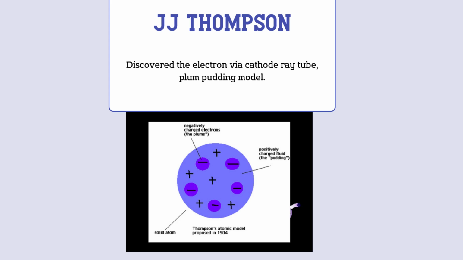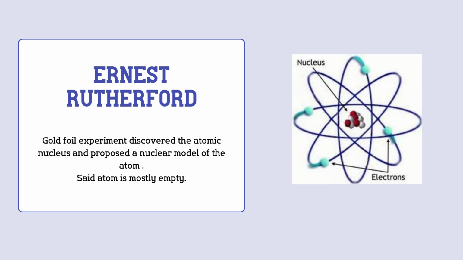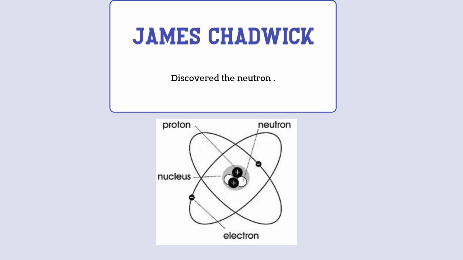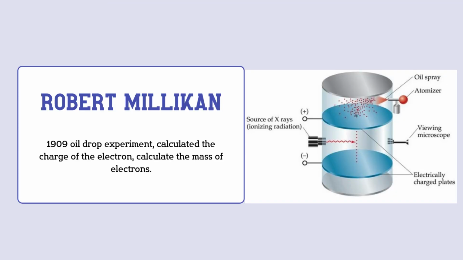This looks like plum pudding, where the majority of the pudding is positive and there are negative electrons inside of it. Ernest Rutherford corrected this, and he said that there should be a nucleus, a positive nucleus inside with electrons around it. And the atom is mostly empty space, as you can see here. James Chadwick discovered the neutron and said that the nucleus had protons that were positive and neutrons that were neutrally charged, with negative electrons surrounding it.